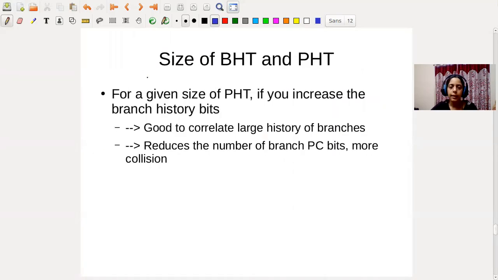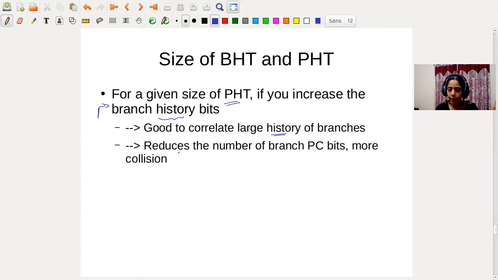Another comparison is the size of the BHT and the PHT. For a given size of the pattern history table, if you increase the branch history bits, it is going to be useful to have a larger history of branches, because if you increase the history bits, you can relate to more previous occurrences of the branch.